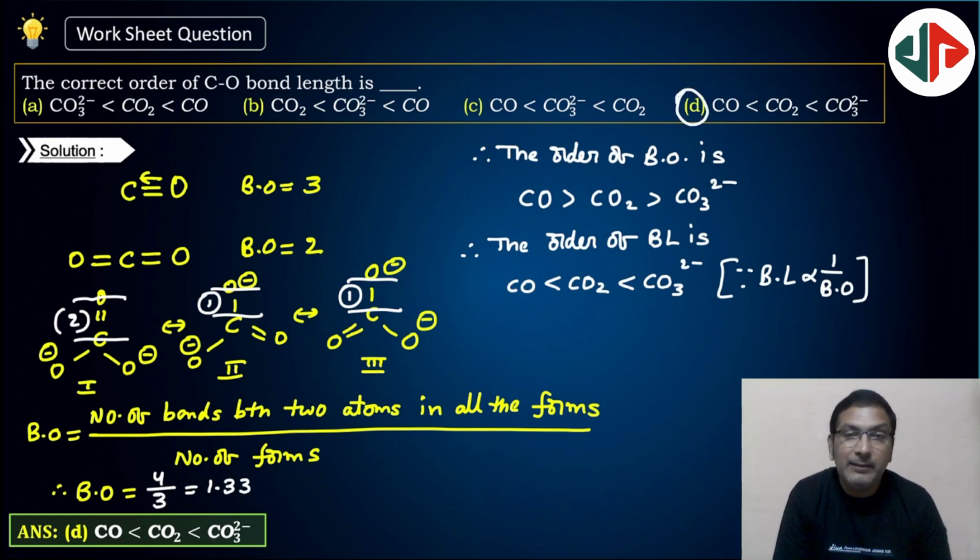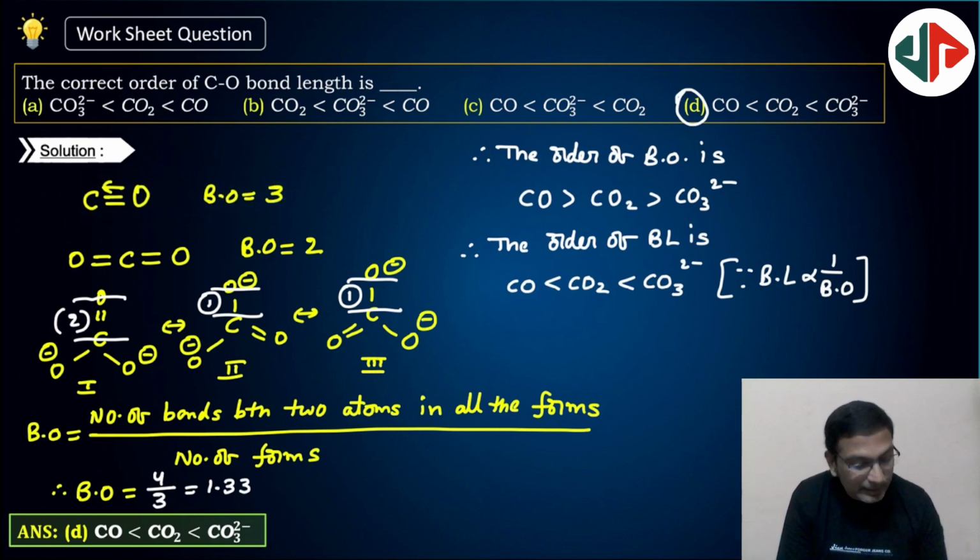CO bond length will be highest for CO3 2 minus, least for CO. So first calculate bond order for three species. CO bond order 3, CO2 bond order 2, CO3 2 minus due to resonance, special molecule, 1.33. So first I am writing the order of bond order: CO highest, CO3 2 minus least. Then the order of bond length is reverse to bond order. Next question.